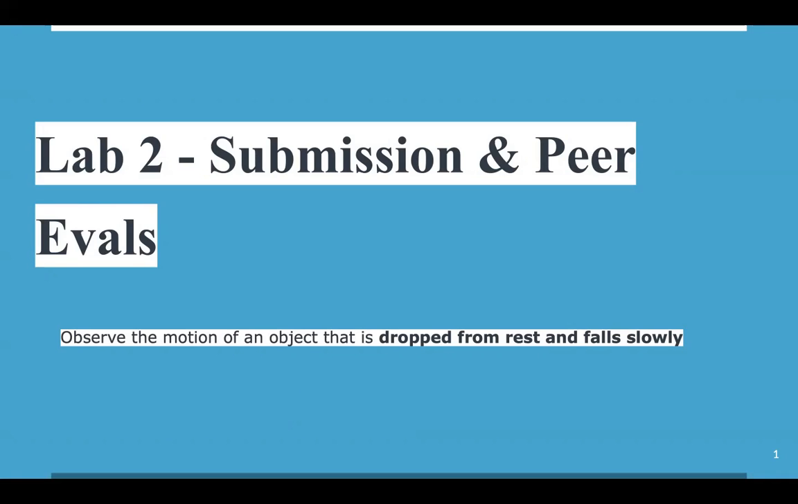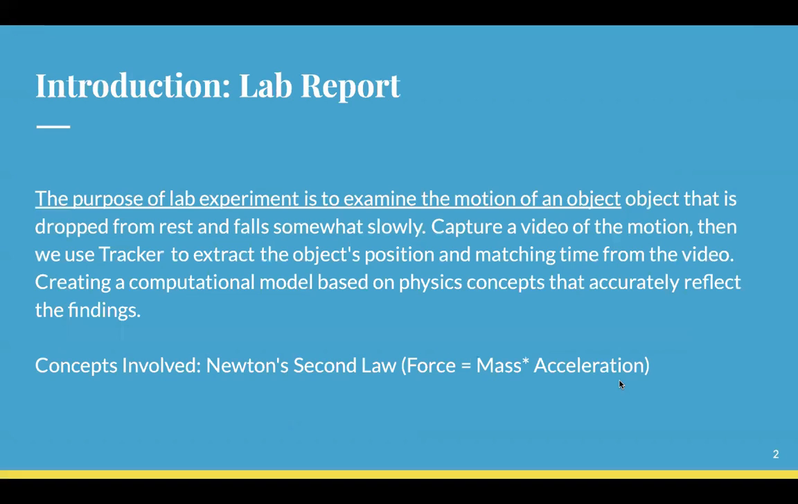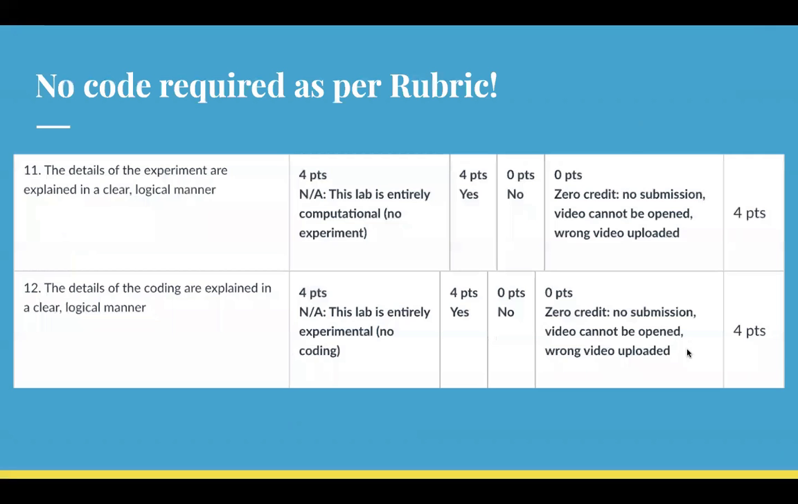Good morning, everyone. Today we are here for the Lab 2 submission and peer evaluation. The project is to observe the motion of an object that is dropped from rest and falls somewhat slowly. We do that by capturing a video, putting it into Tracker, and then using the software to track the object's position and match it with the time. The concept involved is Newton's second law of motion.